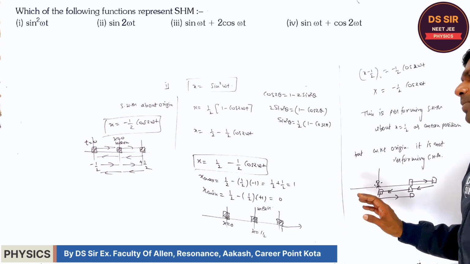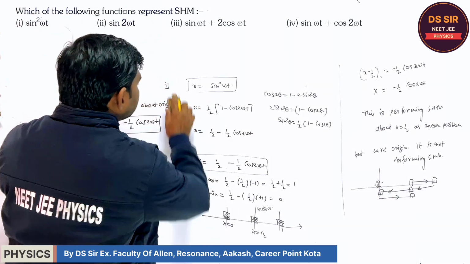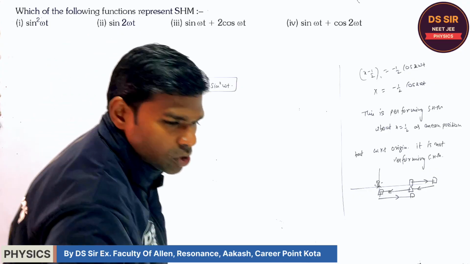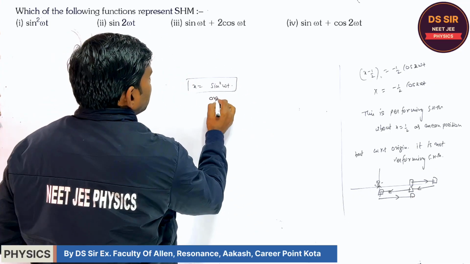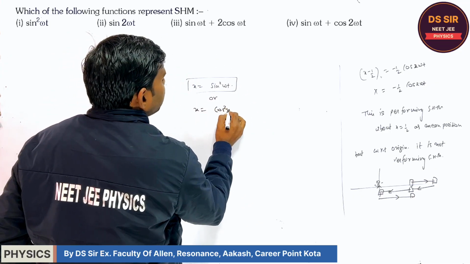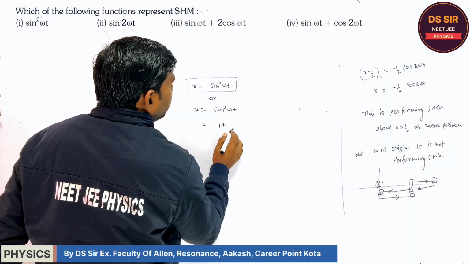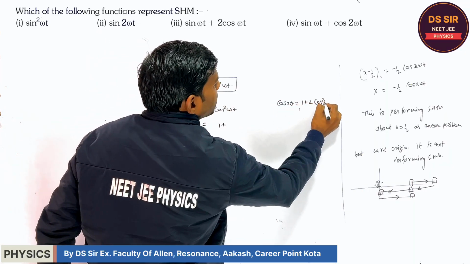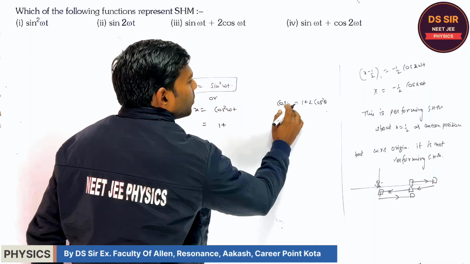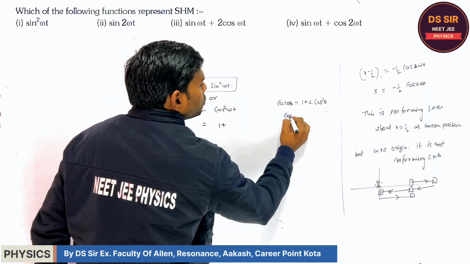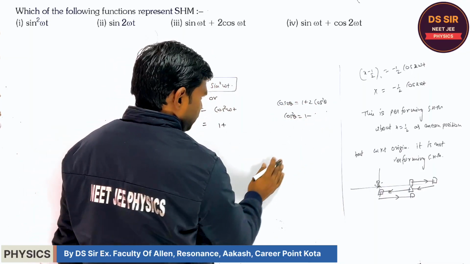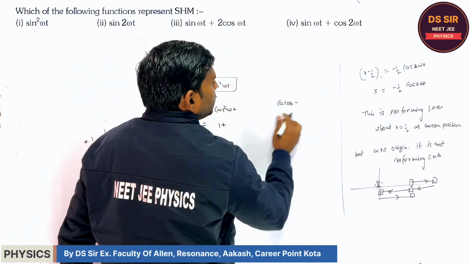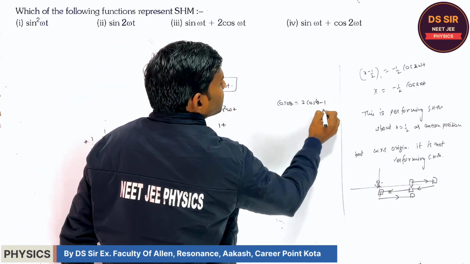Right? Copy this. Instead of sin square omega t, they may give cos square omega t. Right? The answer will be the same. It may be cos 2 theta is equal to what? Cos 2 theta is equal to 2 cos square theta minus 1, if you remember. This is the half angle formula. And cos square theta may be written as 1 plus cos 2 theta by 2.